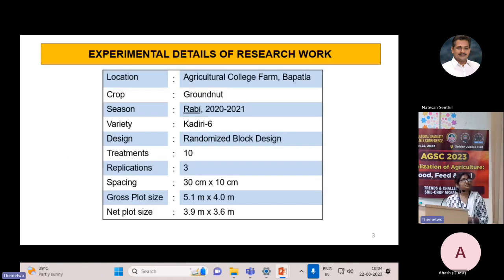So in this research, we have focused on increasing the nutrition of groundnut. The experimental details of the research work: this experiment was conducted at the Agricultural College, Bapatla, and the variety taken is Kadiri 6. We have adopted a randomized block design with 10 treatments and 3 replications.